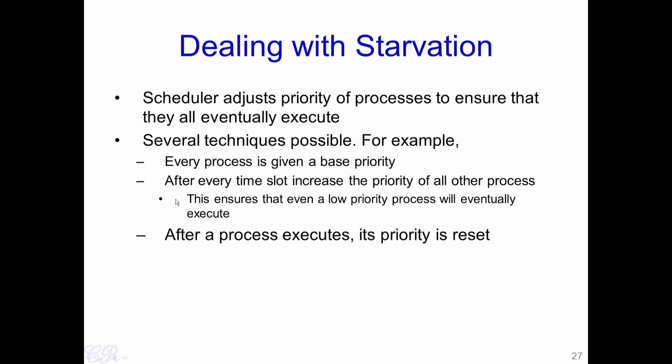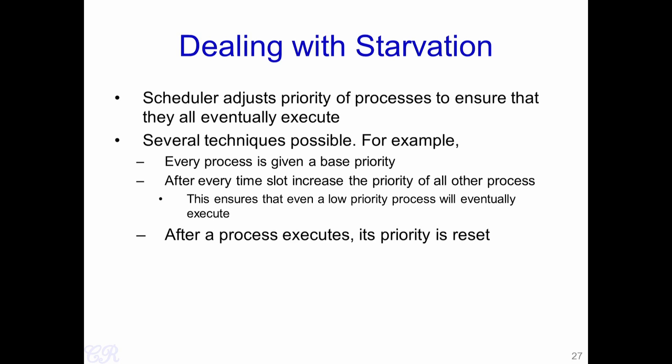So, there are several techniques that priority based scheduling algorithms could use to deal with starvation. We give one particular example here in which an operating system with a priority based scheduling algorithm could ensure that every process, even the low priority process, will eventually execute in the CPU. So, let us say in this particular operating system, when a process starts, it is given a base priority. Now, this base priority will differ from process to process.